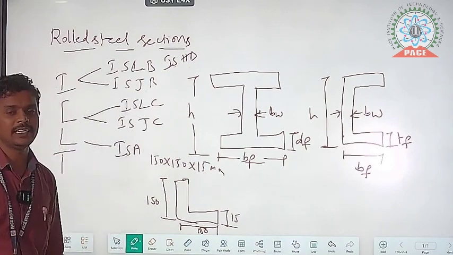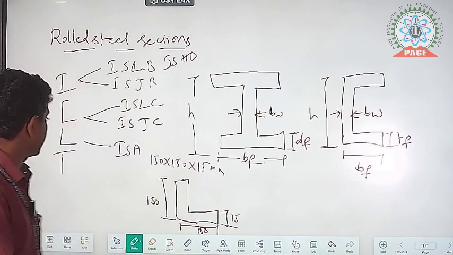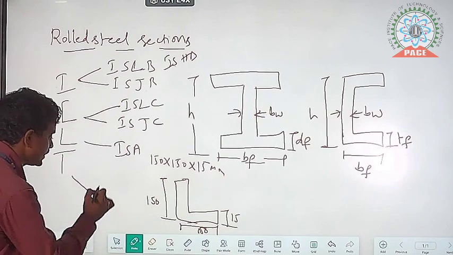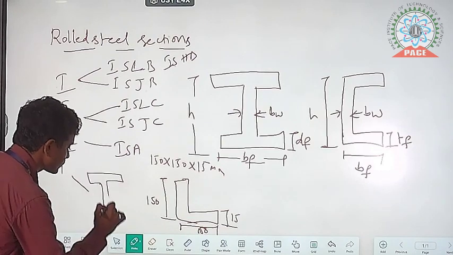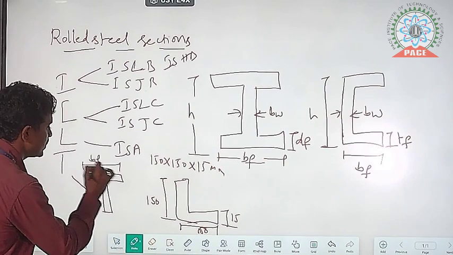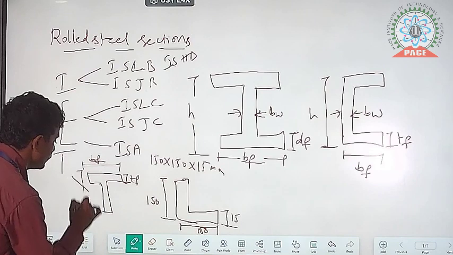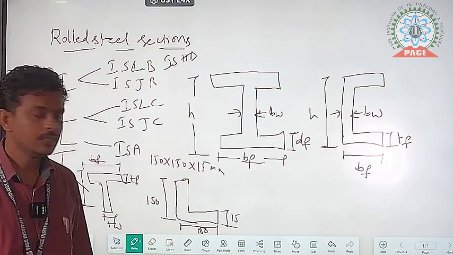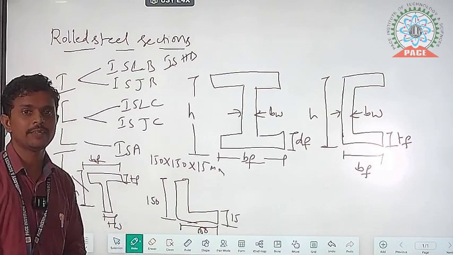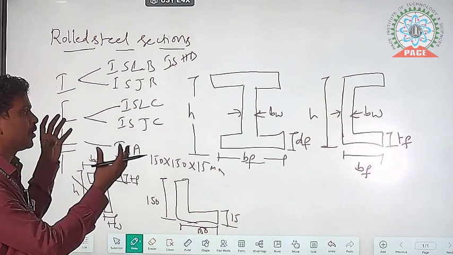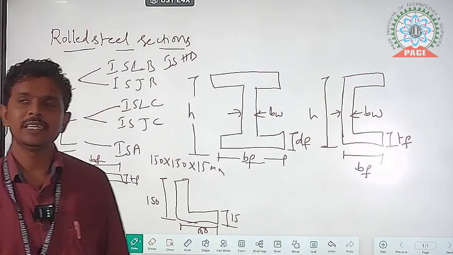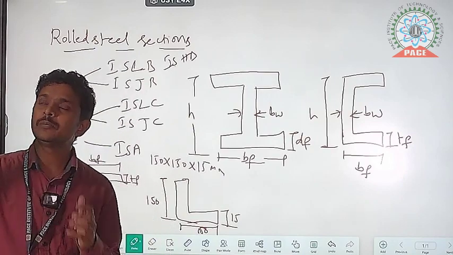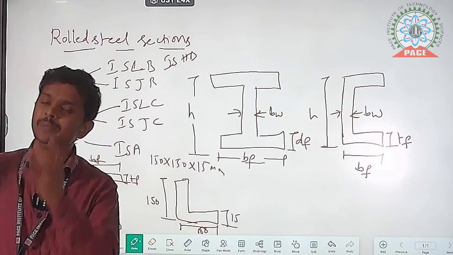Same way, T sections also there. Indian Standard T sections. For example, this is the T. This is the breadth of the flange, thickness of the flange. This is the overall height, and then thickness of the web. IST, Indian Standard T sections. Like that, different types of T sections also available. Whatever the properties of section is required to us. For example, if we place a beam, whatever the properties of beam is required, that beam we have to take and place it. That is about the different types of rolled steel sections.